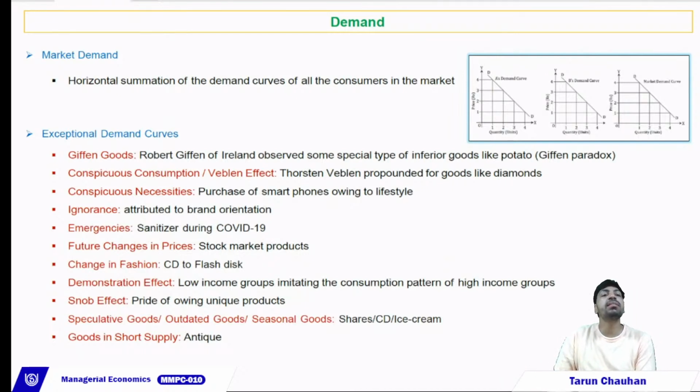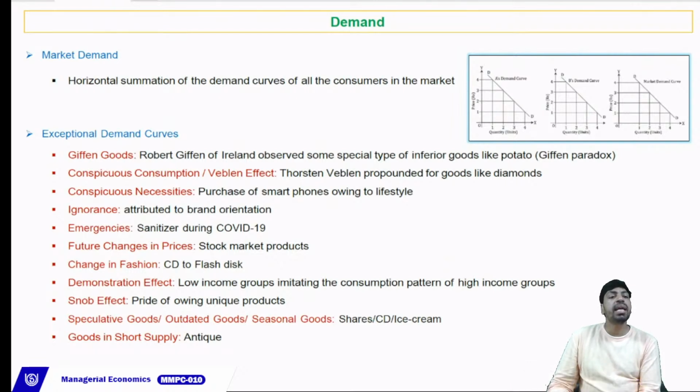Now the next concept is market demand. Market demand is a horizontal summation of the demand curves of all the consumers in the market. If you look at the diagram, the first two diagrams are the individual diagrams: individual A's demand curve and individual B's demand curve. The third demand curve is a combination of individual A's and individual B's demand curves, and that's called the market demand curve.